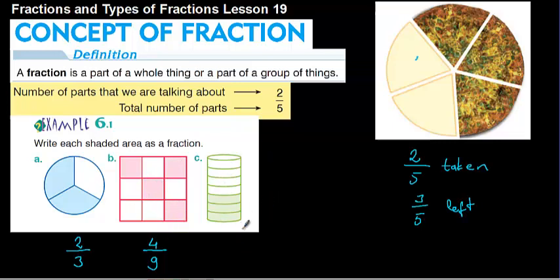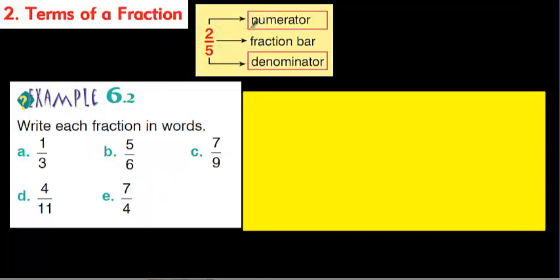And the last one, with circles or discs: we can say there are 1, 2, 3, 4, 5, 6 and 7 discs, and as you see 1, 2, 3 of them are shaded, so the answer is 3 over 7. As terms of a fraction, we write the number up, the numerator, and down, the denominator.